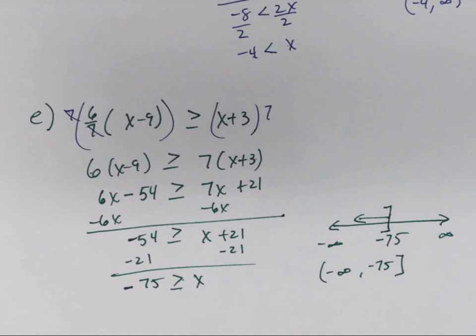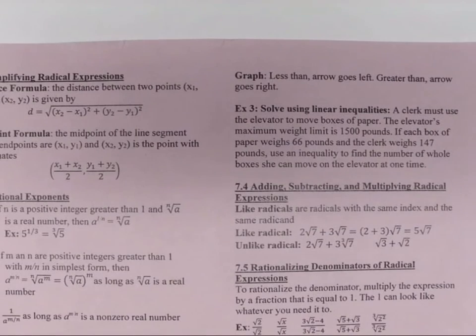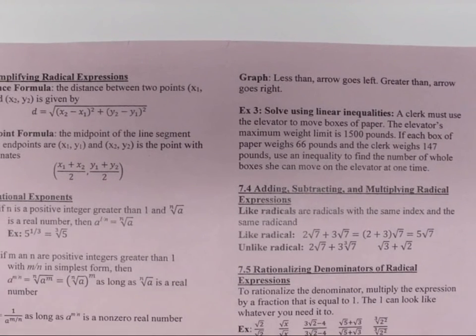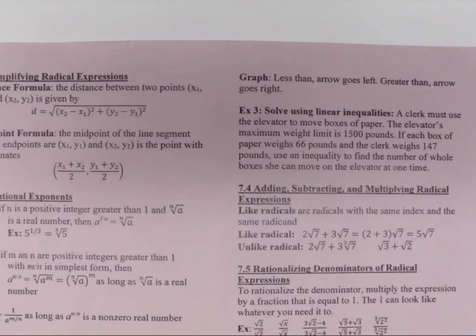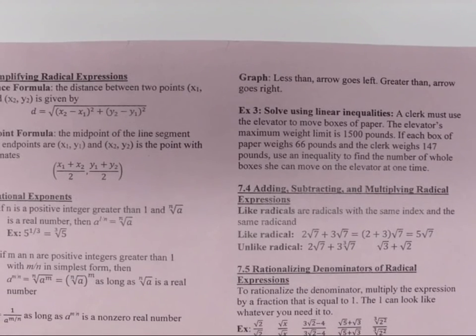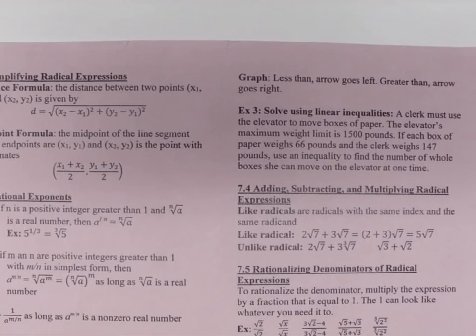So the next problem we're going to look at is a word problem where we're going to set up an inequality to solve the problem. So solve using linear inequalities. A clerk must use the elevator to move some boxes of paper. The elevator's maximum weight limit is 1,500 pounds. If each box of paper weighs 66 pounds and the clerk weighs 147 pounds, use an inequality to find the number of whole boxes she can move on the elevator at one time. If you need to reread that, you can pause the video and look at the problem some more.